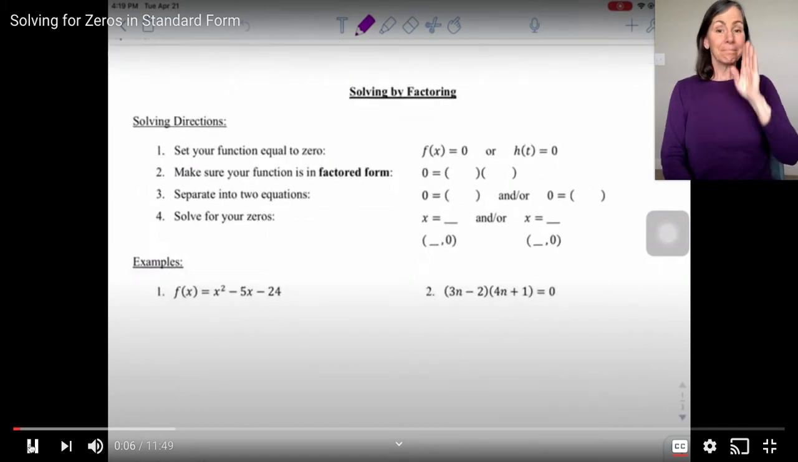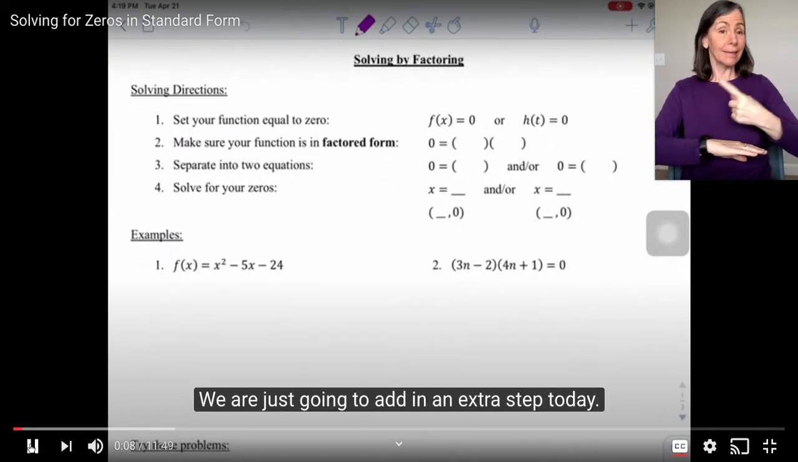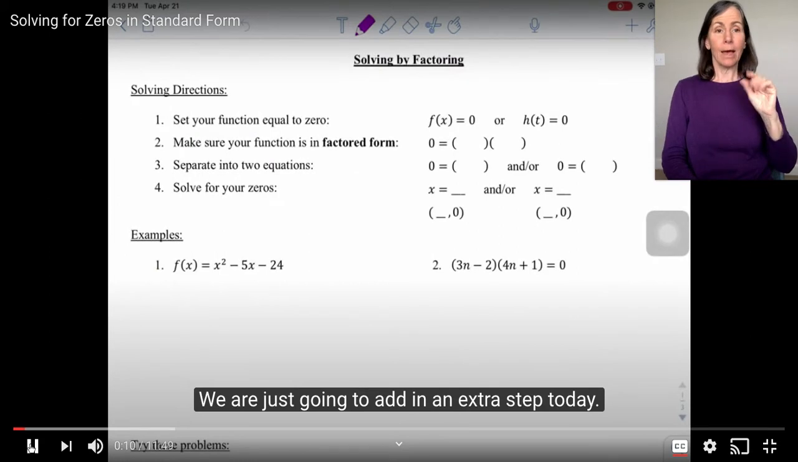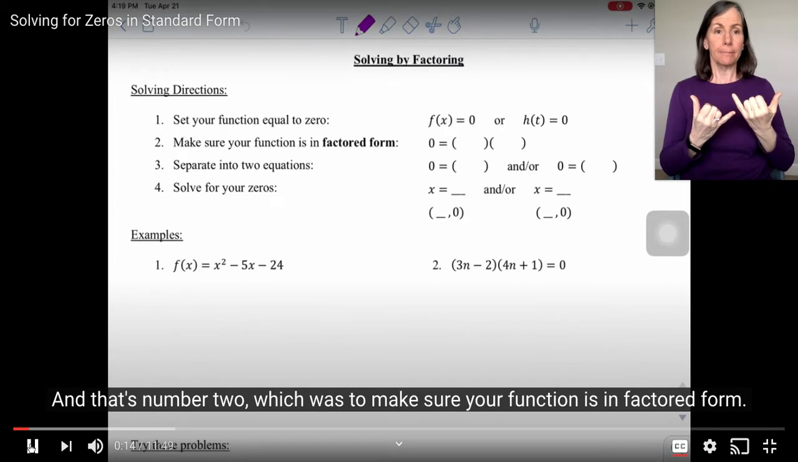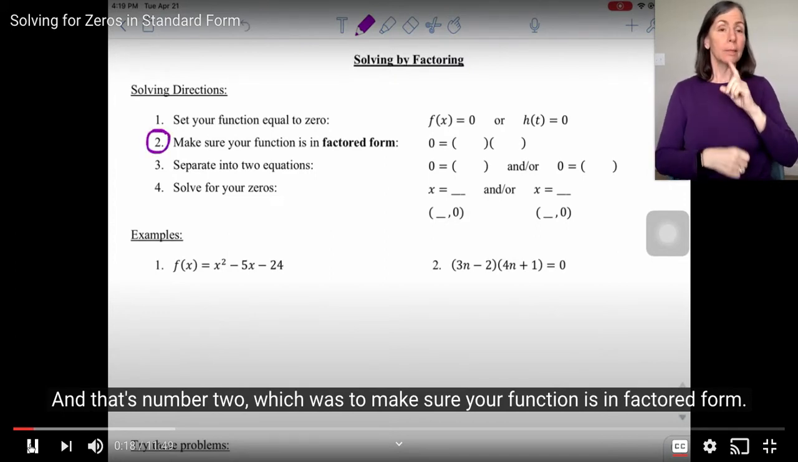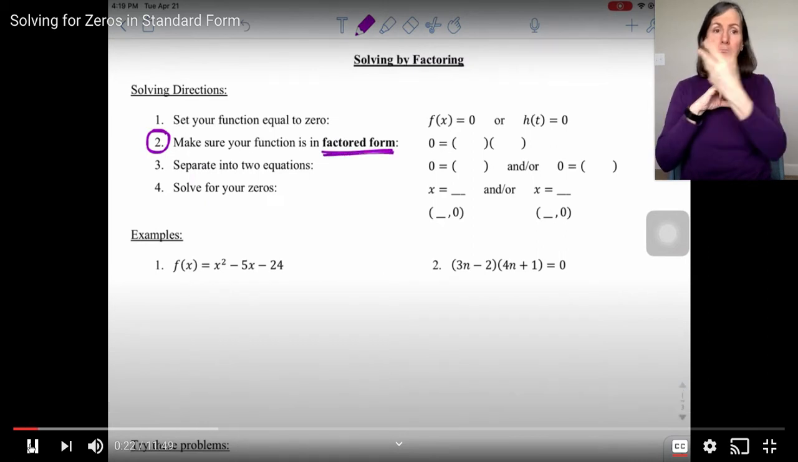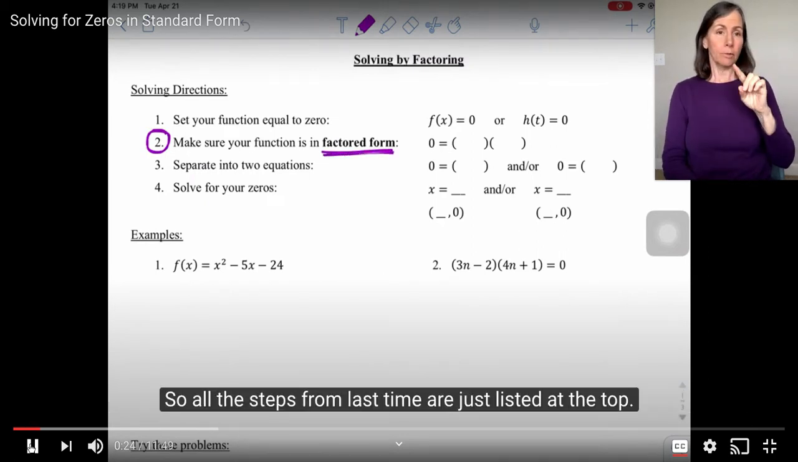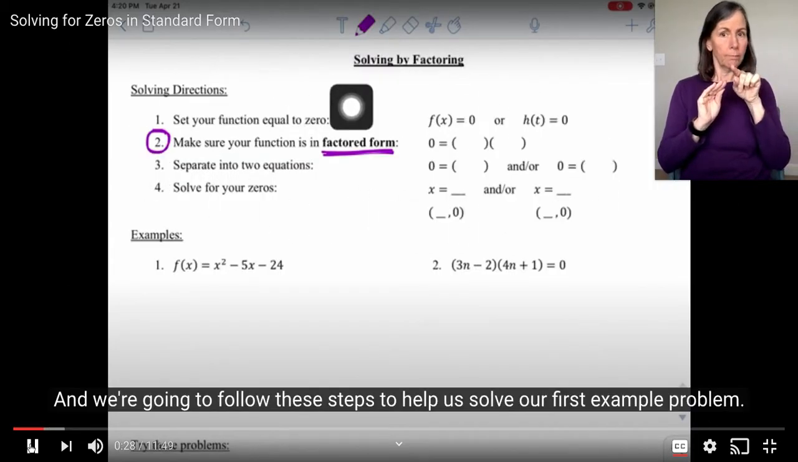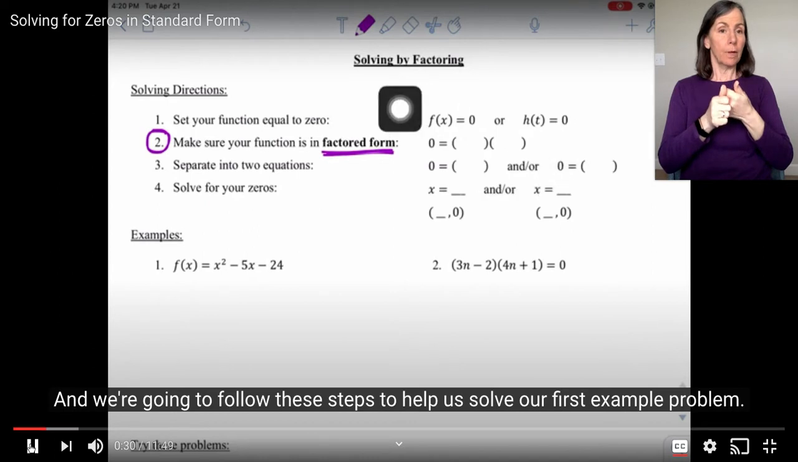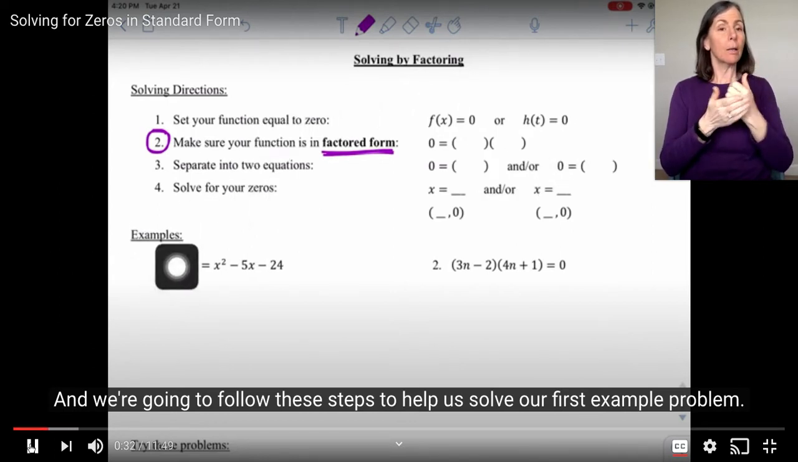Factoring. We are just going to add in an extra step today, and that's number 2, which was to make sure your function is in factored form. So all the steps from last time are just listed at the top. And we're going to follow these steps to help us solve our first example problem.